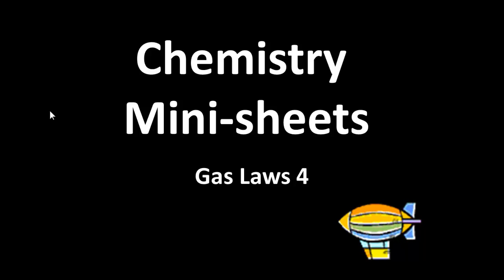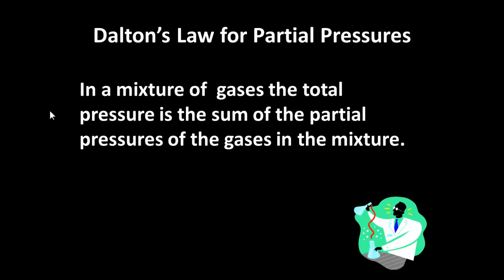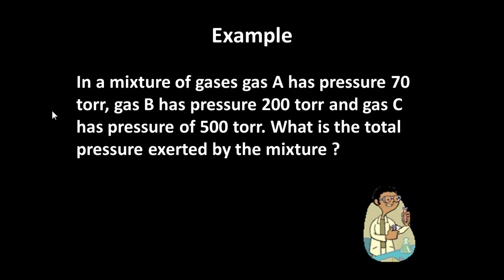We're going to continue our study of the gas laws, and we'll start with Dalton's law for partial pressures. That states that if you have a mixture of gases, then the total pressure is the sum of the partial pressures of the gases in the mixture. So if we want to write that down, P total is equal to P1 plus P2 plus P3 and so on until you get Pn, which is the nth gas.